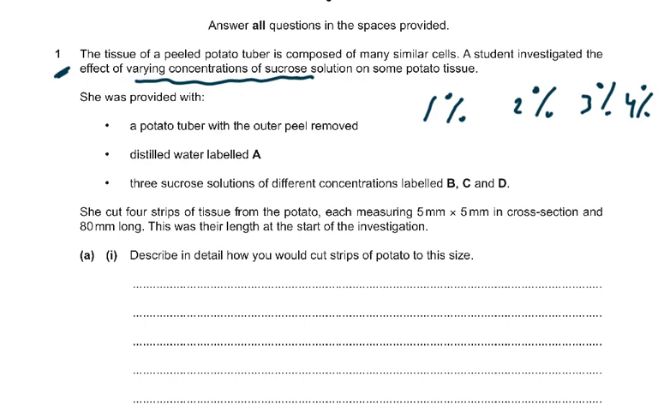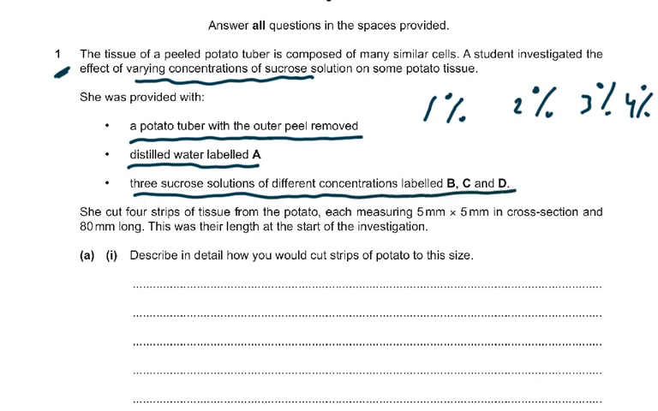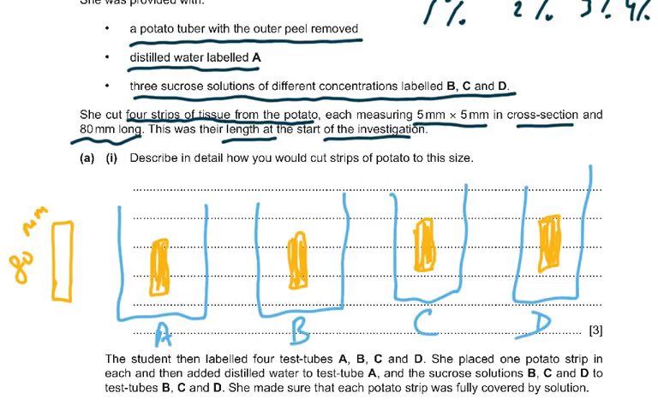She was provided with a potato tuber with the outer peel removed, distilled water labeled A, and 3 sucrose solutions of different concentrations labeled B, C, and D. She cut 4 strips of potato tissue from the potato, each measuring 5 by 5 in cross section and 80 millimeters long. This was their length at the start of the investigation.